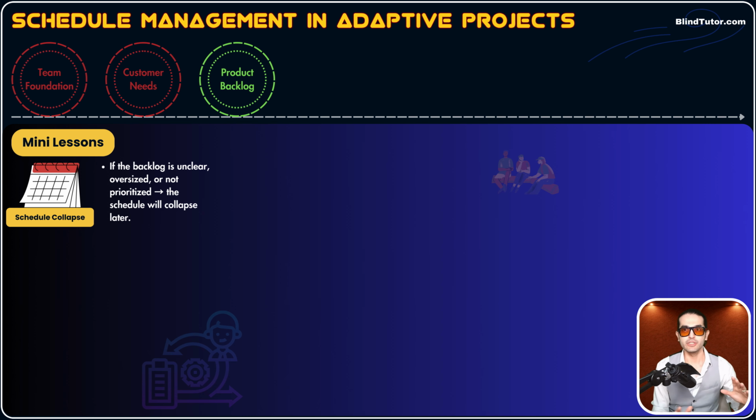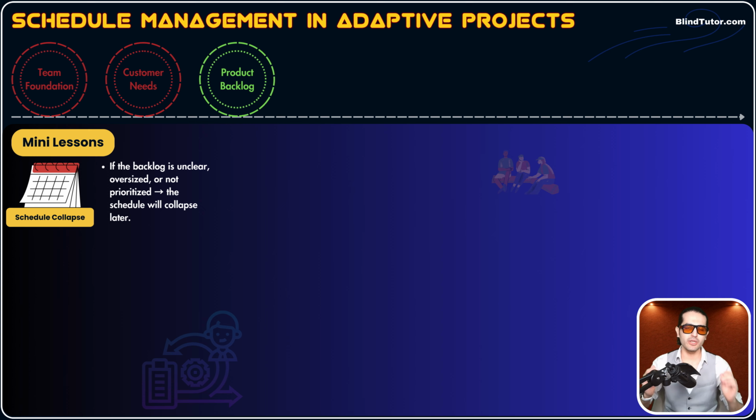So in the early days of the project, when we are developing and creating the product backlog, we need to make sure our product backlog is clear. If it is unclear, oversized, or not prioritized, it means the schedule will collapse later. A reliable product backlog leads to a reliable schedule. Unreliable and bad product backlog leads to bad scheduling. That's why the product backlog's clearness is very important.